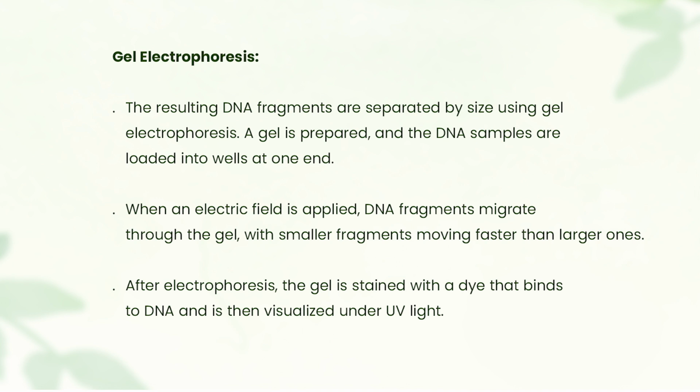Next is gel electrophoresis. The resulting DNA fragments are separated by size using gel electrophoresis. A gel is prepared and the DNA samples are loaded into wells at one end. When an electric field is applied, DNA fragments migrate through the gel with smaller fragments moving faster than larger ones. After electrophoresis, the gel is stained with a dye that binds to DNA and is visualized under UV light.